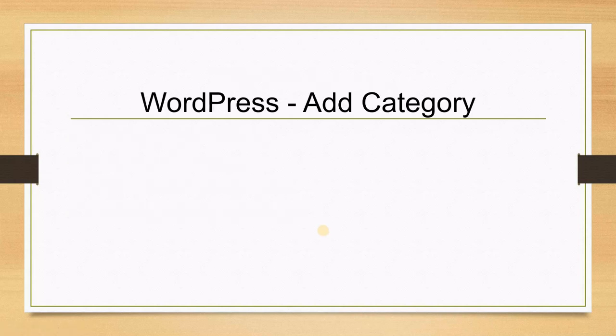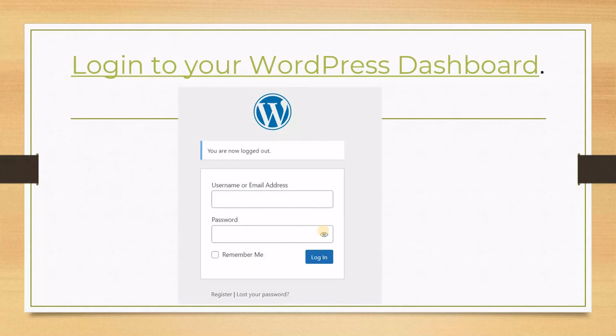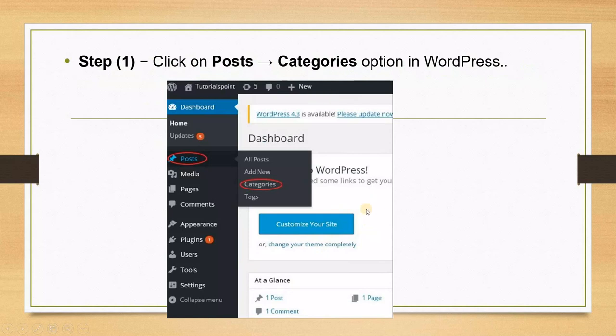So first of all, how to add a category. First you have to log into the WordPress dashboard by entering the username and password which you provided at the time of installation of WordPress. In my case, I have provided admin as the username and admin as the password. Next, the dashboard window is shown like this. For adding a post, you have to click this part. On the left side, you have the Posts option. In this, we have the Categories option in WordPress.